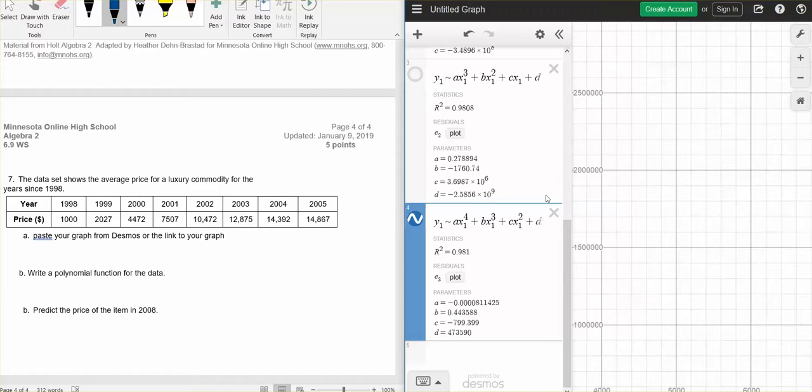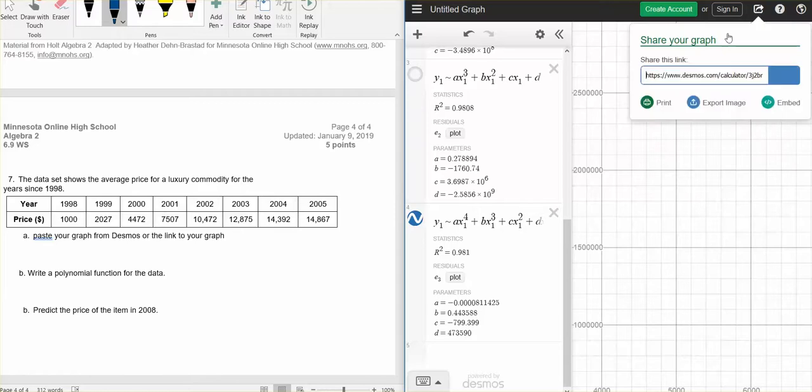oh, you have to paste your graph or your link to your graph. I'm going to go ahead and do the link by just clicking on this share button. And then you get a link that you can then paste into the worksheet, remember, and then I can click on that link and see exactly what your graph looks like.